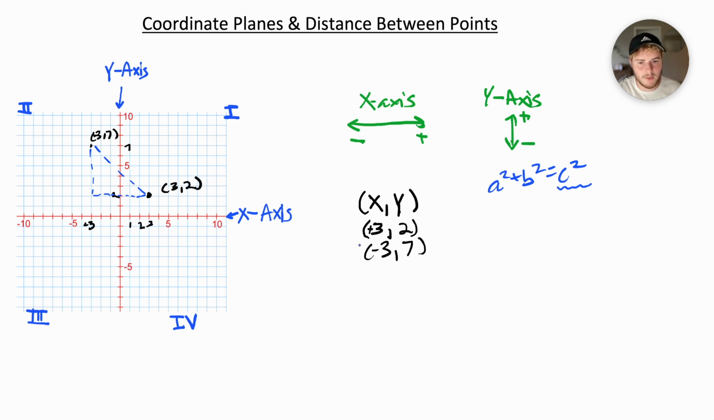So let's look at that. First, let's find the difference between 3 and -3. So we're going to do 3 minus -3, which is the same thing as saying 3 plus 3, which is a distance of 6.